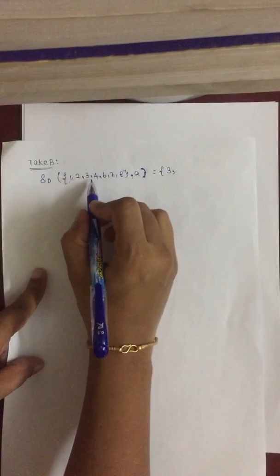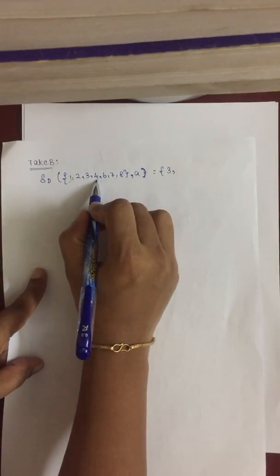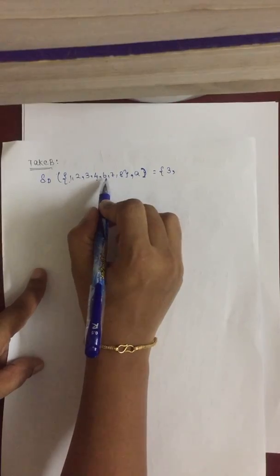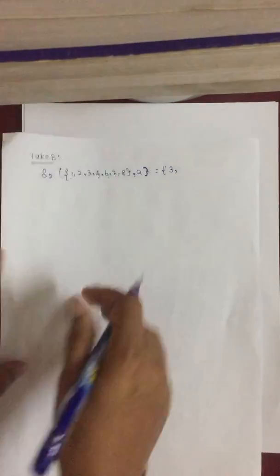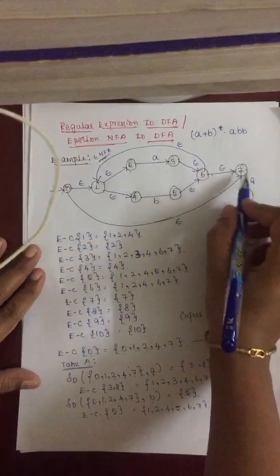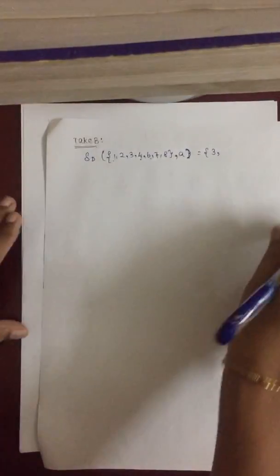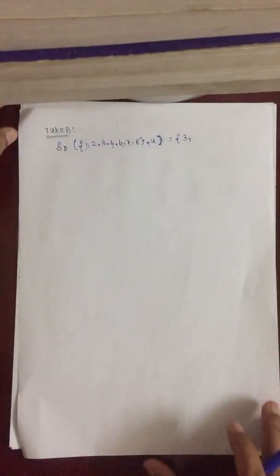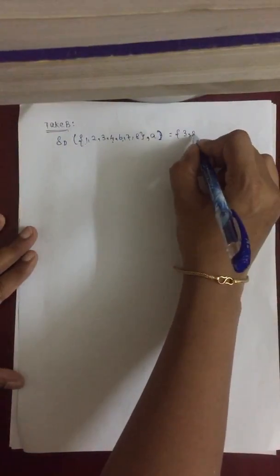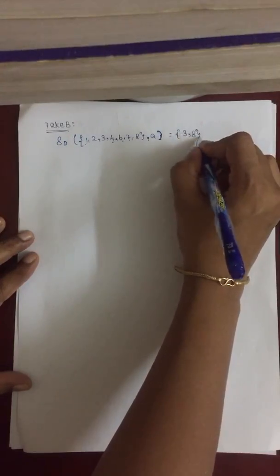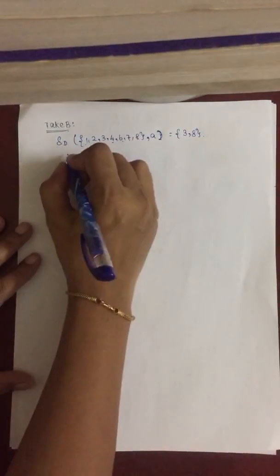Then again 4 with A, there is no transition available. 6 with A, no transition available. 7 with A, yes, the transition is available. 7 with input symbol A, it is going to the state 8. So you include 8 in the set. Then again 8 with input symbol A, it is not available. So only 3 and 8 will be there inside the set.